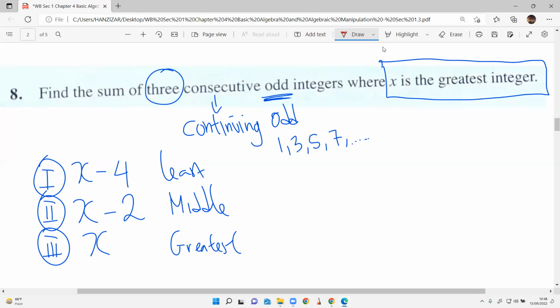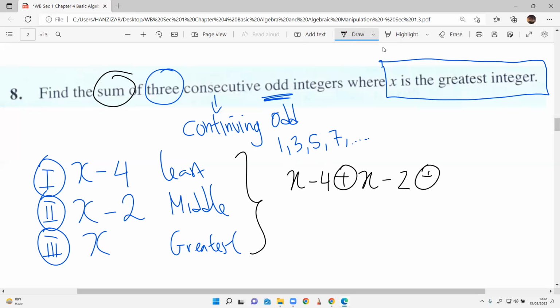So you are not done yet. You have to find the sum of all the numbers. So you add all the numbers: the smallest number, the least number, and x. So what is the answer? x plus x plus x minus 6. That's it.